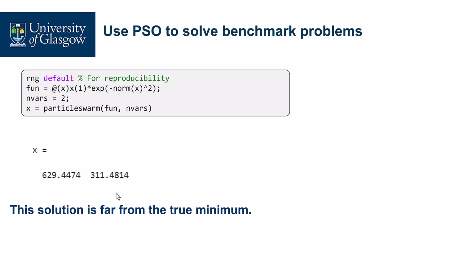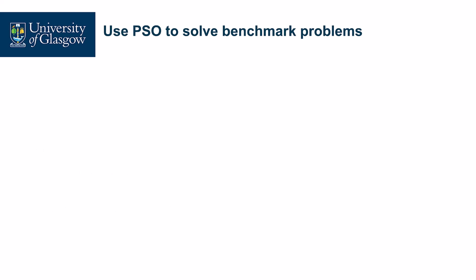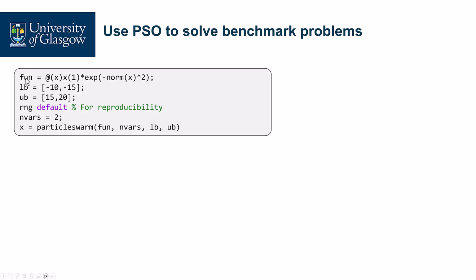Why? Because we don't have the search range, right? So in the next step, we will set the search range. Here is the result. I put the lower bound and the upper bound of the two variables in the function particle swarm. Then let's see what the result is.